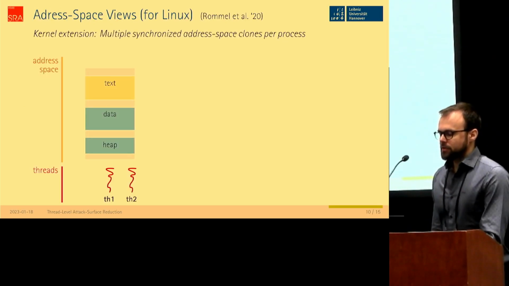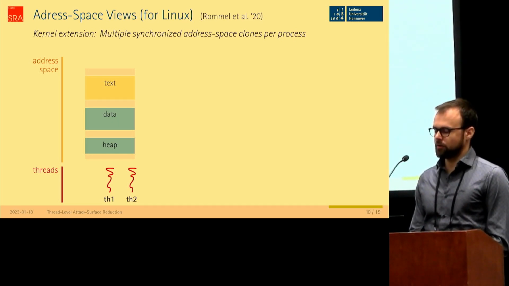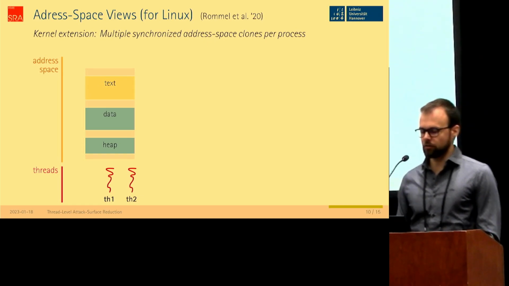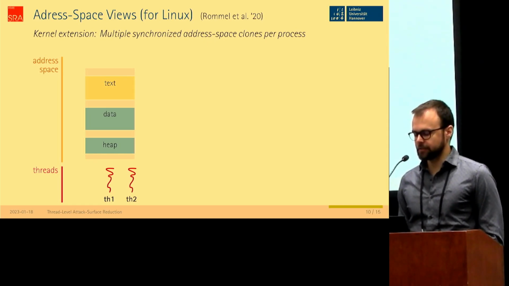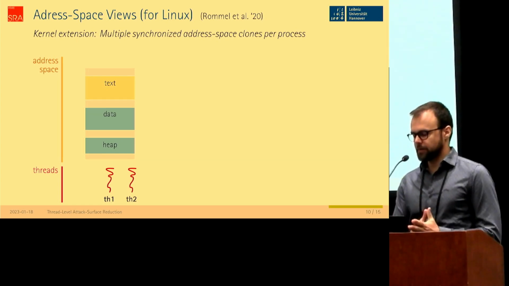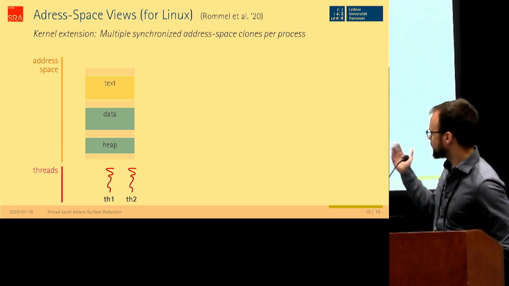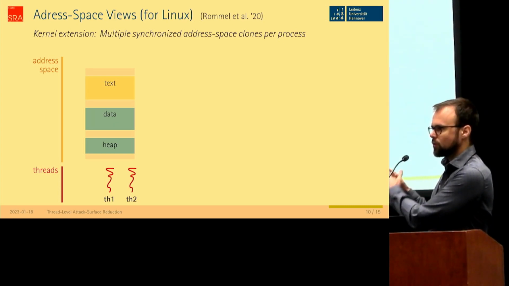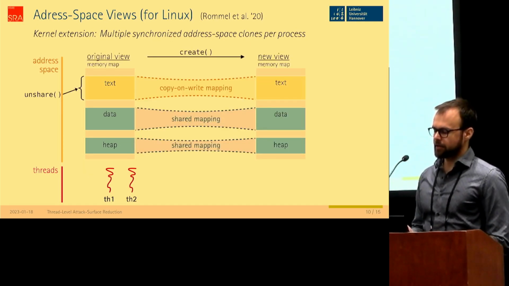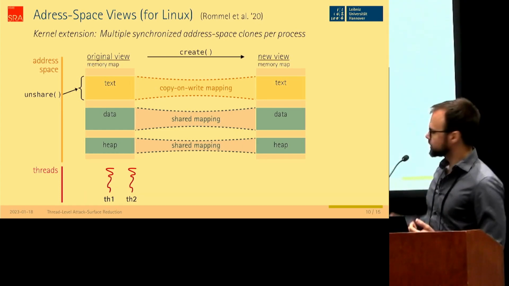Now we come to the separation of threads. For this, we use a kernel extension that we originally developed for the purpose of live patching of applications. It's called address space views, and it was first presented at OSDI 2020. This mechanism allows multiple synchronized address spaces in a single Linux process. So normally each process has only one address space, as we can see here. All the threads operate in this address space. But with address space views, we can make a clone of this address space. We call this a view, so we have two views here now.